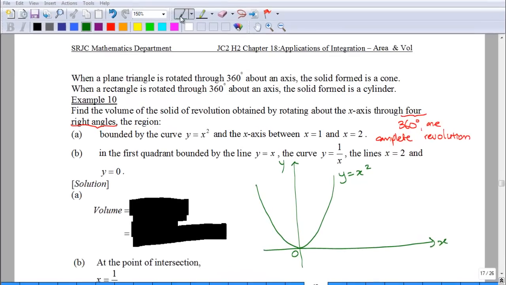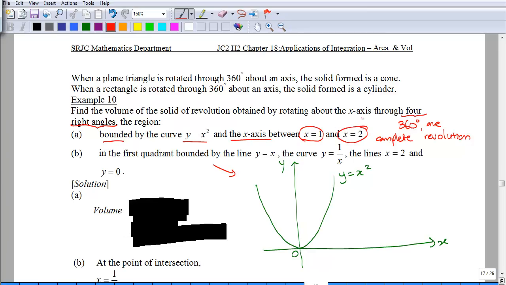In this question, we say that the region is bounded by the curve y equals x squared, which is what we have shown in the diagram here, and the x-axis between x equals 1 and x equals 2. So how am I going to locate this region? I understand that x equals 1 is a vertical line like this at x equals 1, and x equals 2 will be another vertical line.